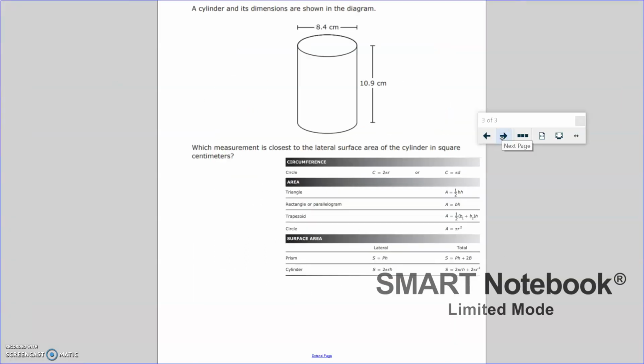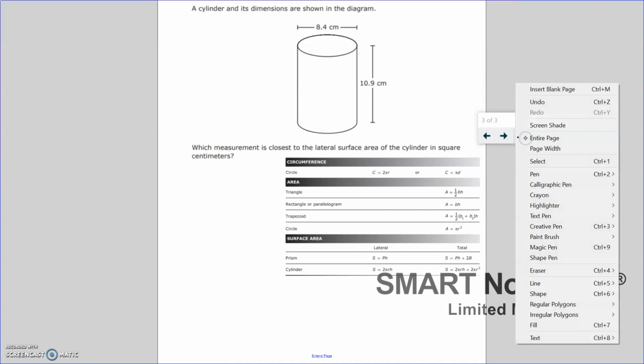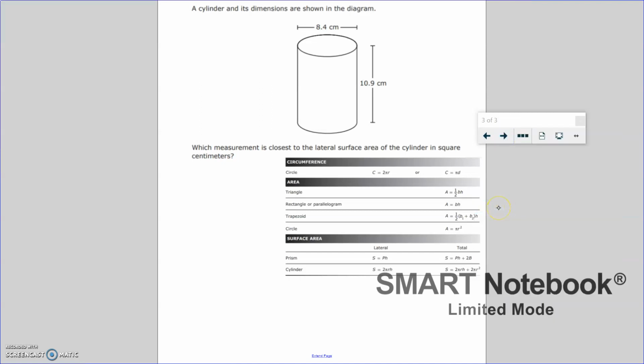Last but not least, we're going to go to our last example. Here it says a cylinder and its dimensions are shown in the diagram. Which measurement is closest to the lateral surface area of the cylinder in square centimeters? So we are looking for lateral surface area of a cylinder. I always start with writing my formula out. My formula is surface area is equal to 2 times pi times radius times height of the prism.